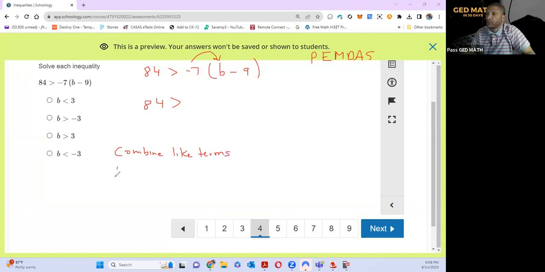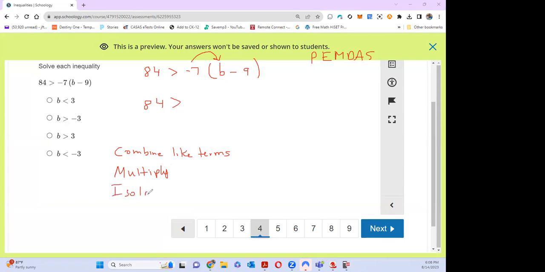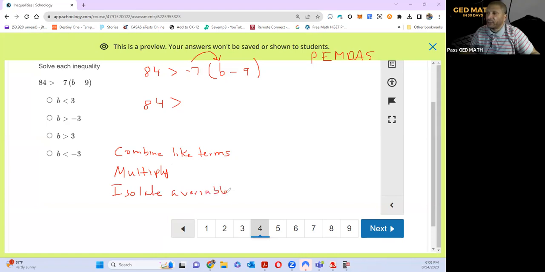You should know how to multiply. We just did. Multiply and divide. You should be able to isolate a variable. Isolating a variable is just solving for that variable. So those are things that are important that you need to know. So as we solve this, you should also know, I should erase that because I have one more.